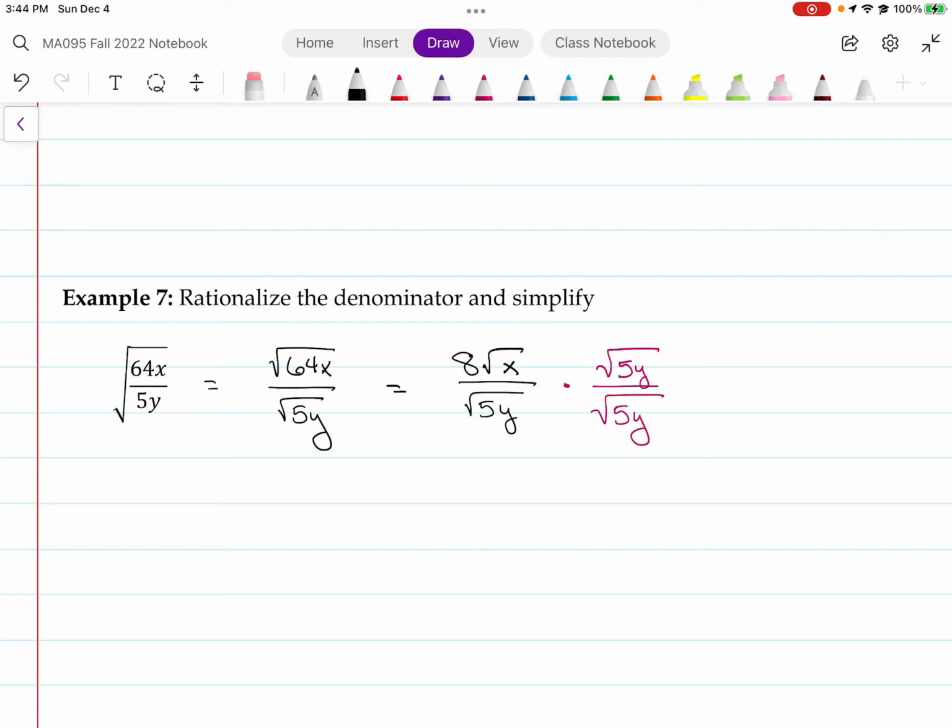Okay, so see what you can do with that. Pause the video if you only got this far and see what you can do with it.